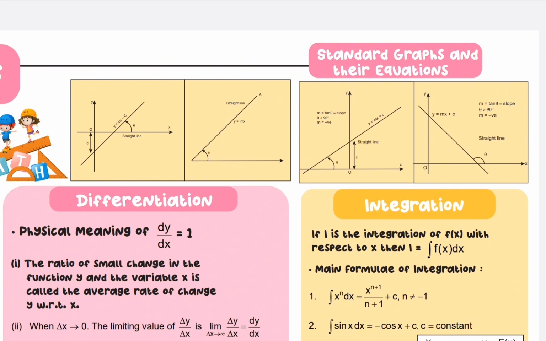So first we have the equation of a line, which is y equal to mx plus c, which is a straight line, and next we have a line with a positive slope and a line with a negative slope. If theta is less than 90 degrees, the slope will be positive. If theta is greater than 90 degrees, the slope will be negative.